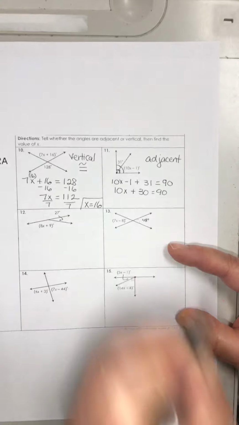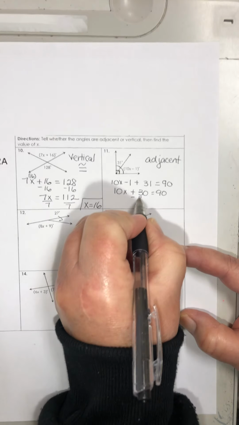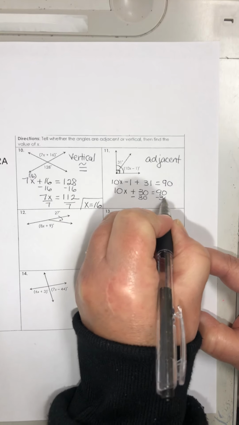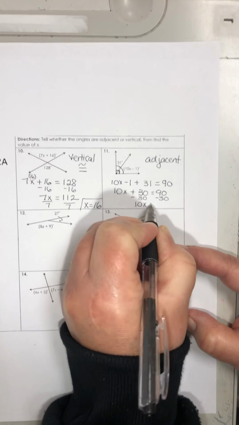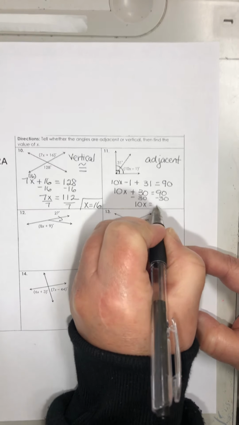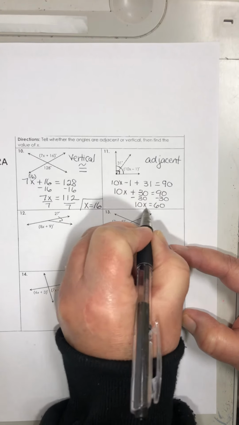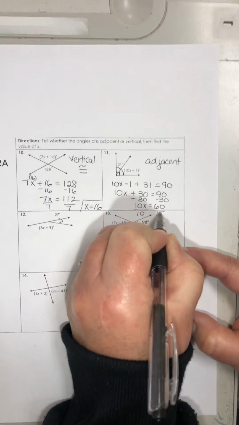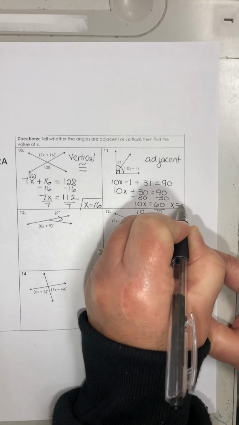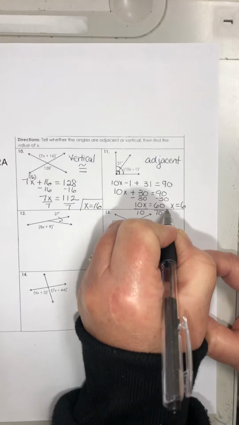Now we're back to a two-step equation. Subtract 30 from both sides. Bring down your 10x equals, and subtracting, you get 60. Divide by 10, and in this case x equals 6.